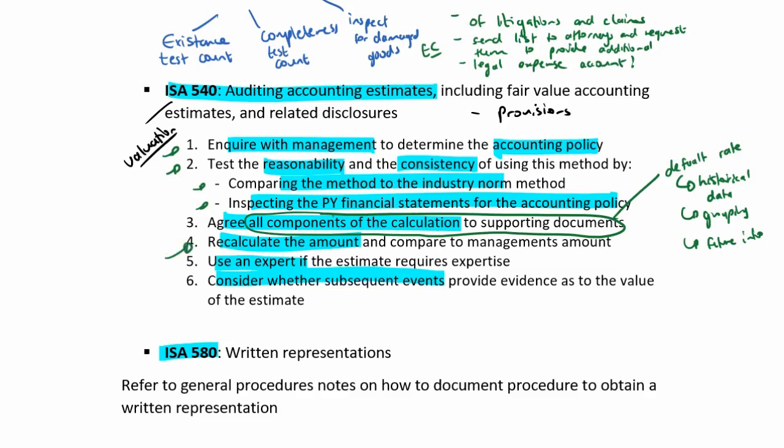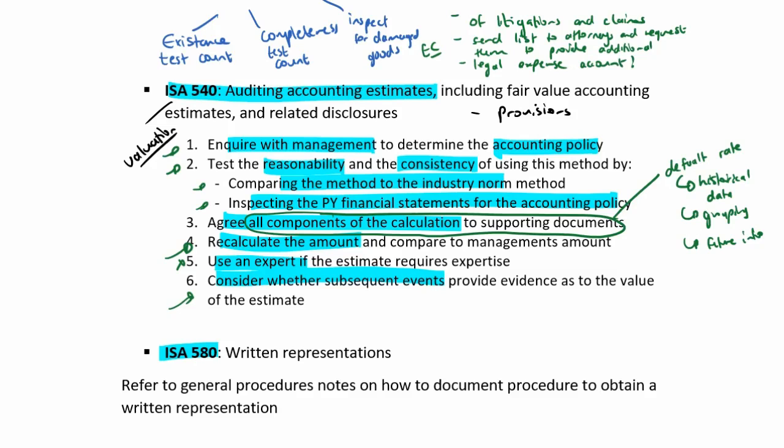Then you recalculate it yourself. Okay, we can't use an expert here because this is an accounting calculation, and so you don't use an expert when it's accounting related. Okay, and potentially considering whether there's subsequent events that could have been added. Okay, so all I've done is I've used those procedures, but I have to adjust the components for the calculation to be dependent on what is used for an estimate.